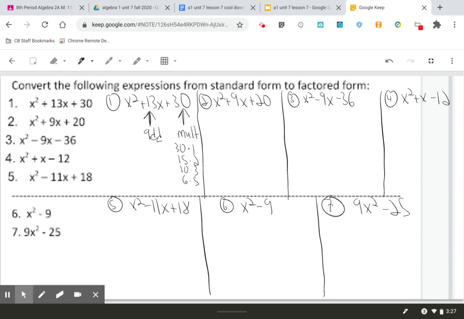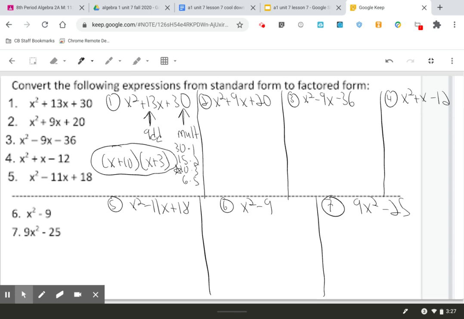Now, which one of those combinations adds up to 13? That's going to be this one right here, right? 10 plus 3 is 13, and 10 times 3 is 30. So once I figure out what those two numbers are, 10 and 3, I automatically know that my two factors are going to be x plus 10 and x plus 3. And that is it.